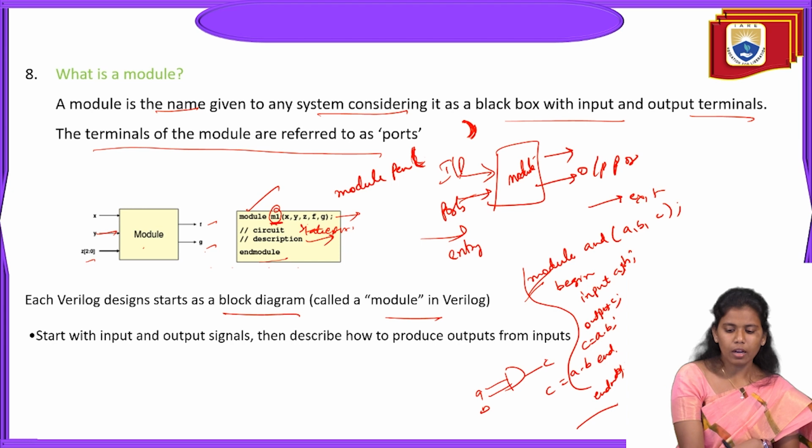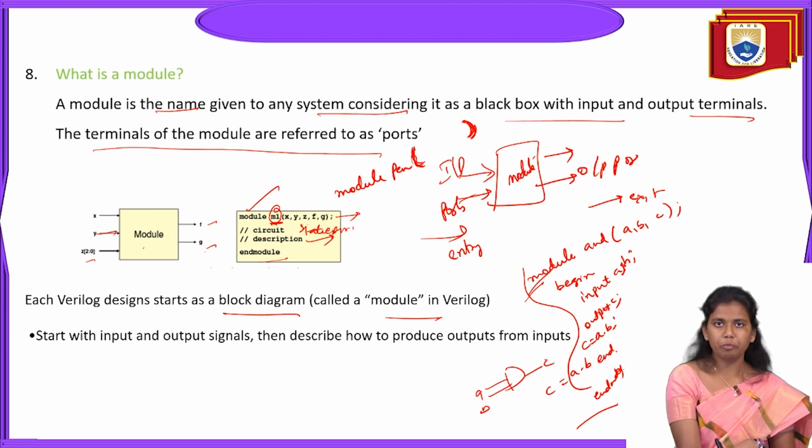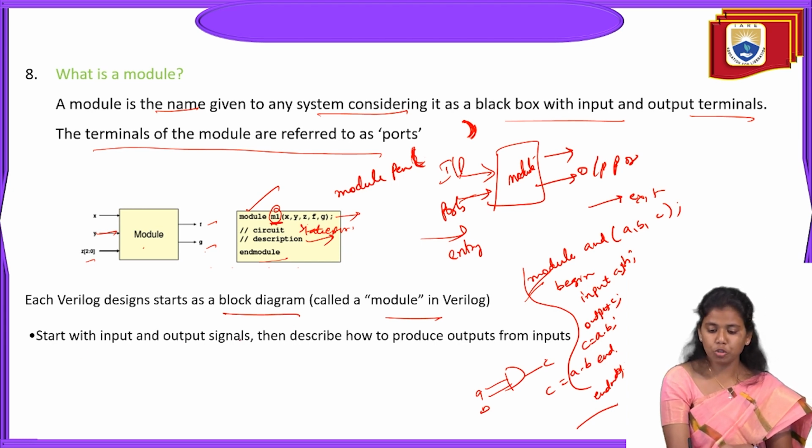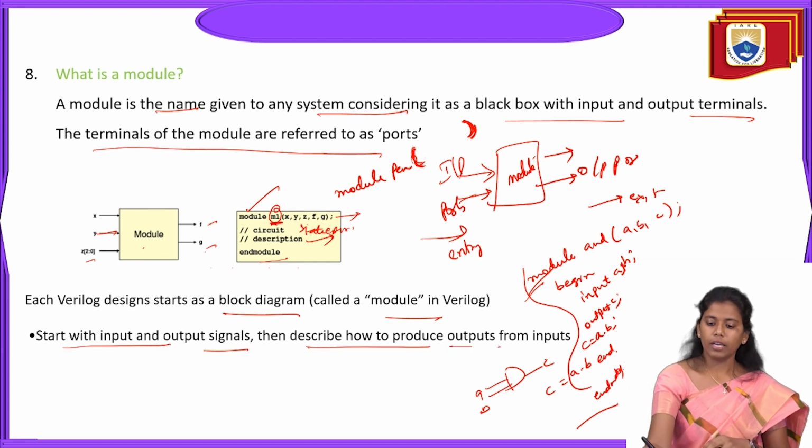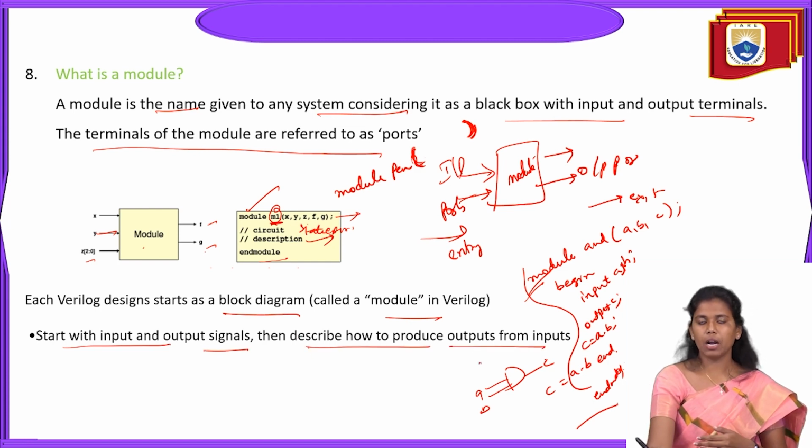And then finally, start with input output signals, then describe how to produce outputs from the input. So in the module, in the coding part, we have to describe how the output is obtained from the input. So this is all about the module.